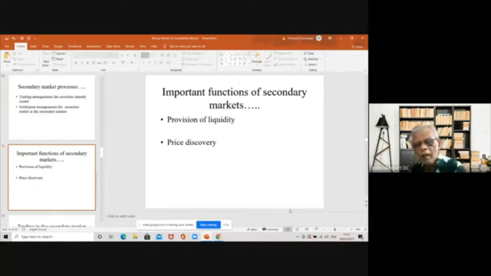So these two are key functions or key features of a money market or secondary market to find the correct price, whether it is a money market security or foreign exchange or value of foreign currency. Price discovery function is the paramount service that the money market provides for the economy, and also the provision of liquidity.